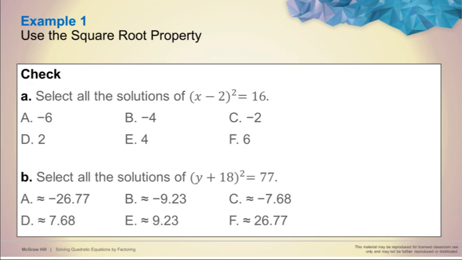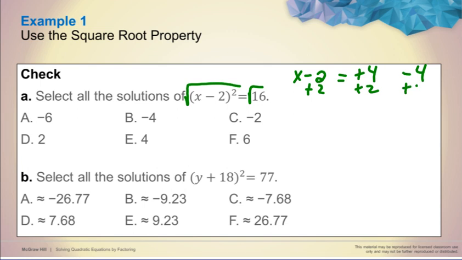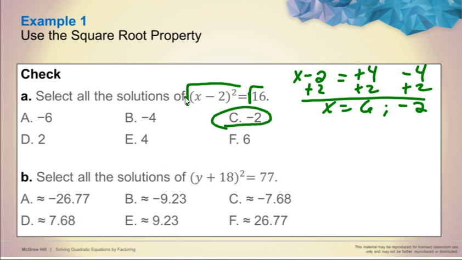Next, let's look at all the solutions of x minus 2 squared equaling 16. Well, I know I can find the square root of both sides because I have a quadratic on the left-hand side. So that will give me x minus 2 equaling a positive 4 and a negative 4. And then if I add 2 to both sides, I end up with x equaling 6 and x equaling a negative 2. So I see c is a negative 2, and I see a positive 6. F is a positive 6. But that would be my solution for that one.